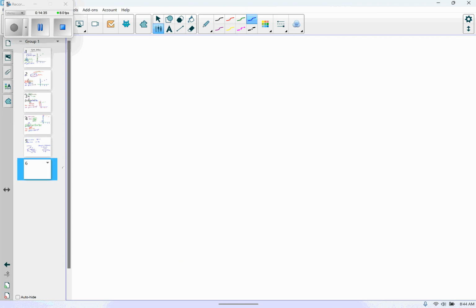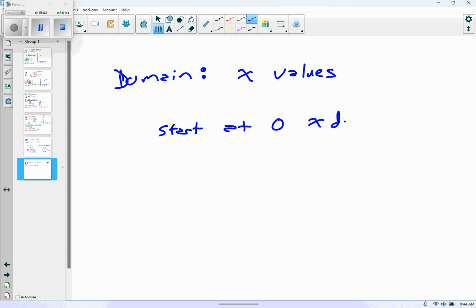All right, we're on page 96 or 98. It says about the middle of it. Oh, we're going to talk about the domain. So when you start talking about a domain, this is what's taking place on the x values. So a lot of times our domain in these particular problems you start at 0 in the x direction.